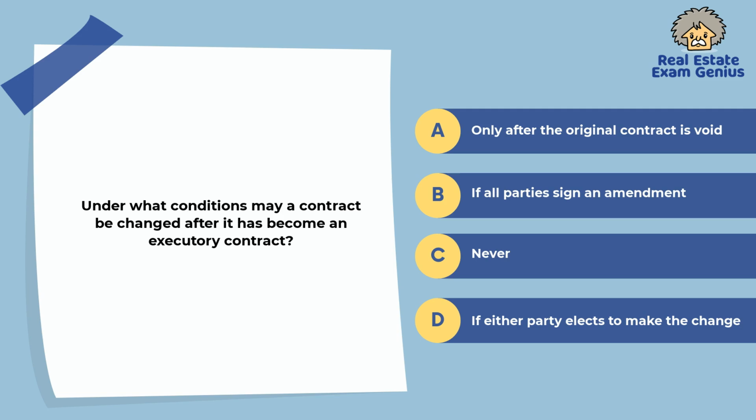Under what conditions may a contract be changed after it has become an executory contract? Only after the original contract is void. If all parties sign an amendment. Never. If either party elects to make the change.